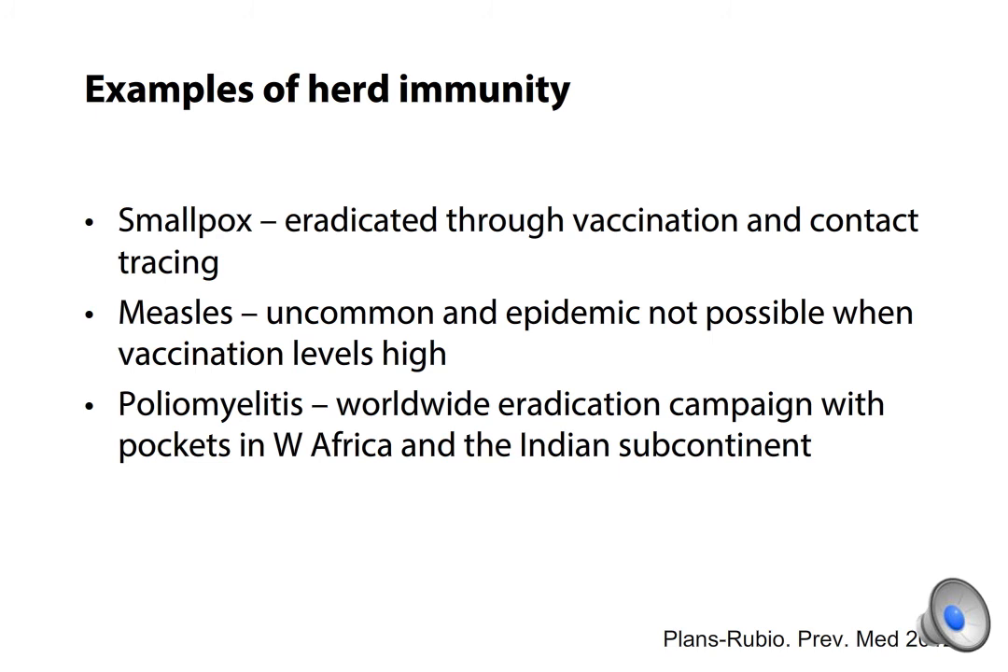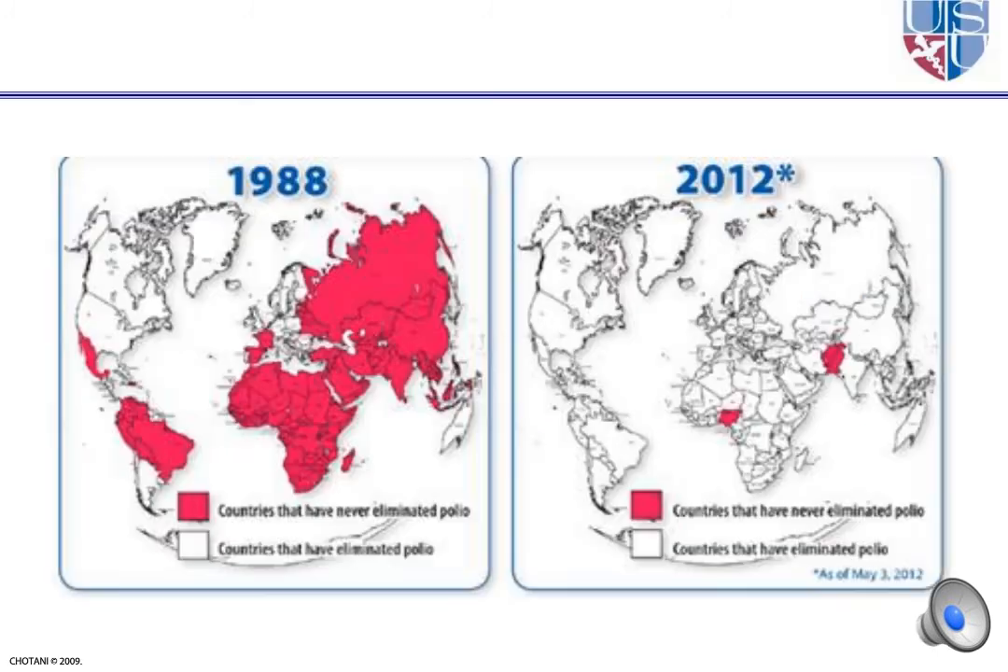Polio, there's a worldwide eradication campaign with only pockets left in Africa, West Africa, and the Indian subcontinent. Here you can see the polio situation in 1988 versus the polio situation in 2012, so that currently there's only polio in Nigeria and West Africa, and also in Afghanistan and Pakistan and the Indian subcontinent.